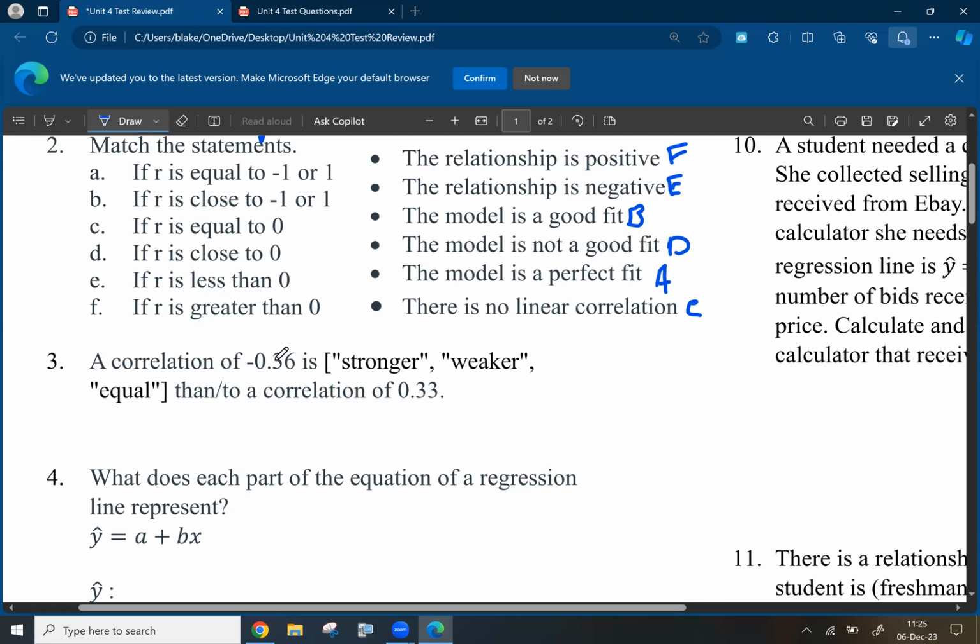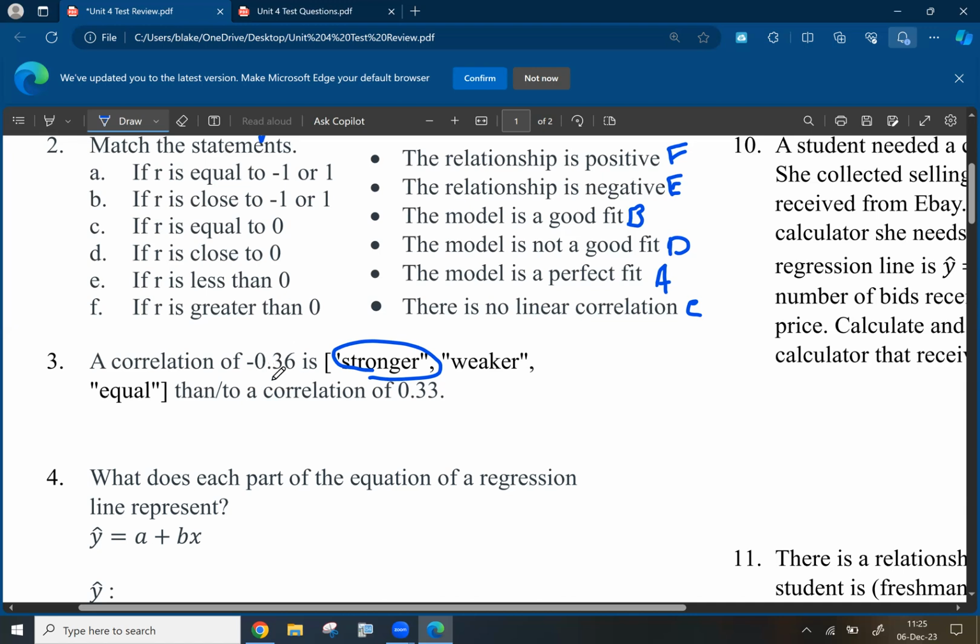A correlation of -0.36 is stronger than a correlation of 0.33. And that's because it doesn't matter if it's negative or positive, the larger number is stronger, essentially. So if this is closer to 1, right? Closer to -1, yes, I get that, but it's closer to 1 than 0.33 is, right? 0.36 is closer to 1 than 0.33.